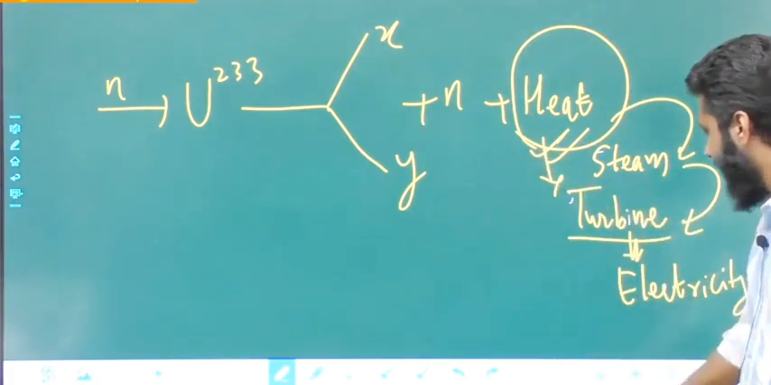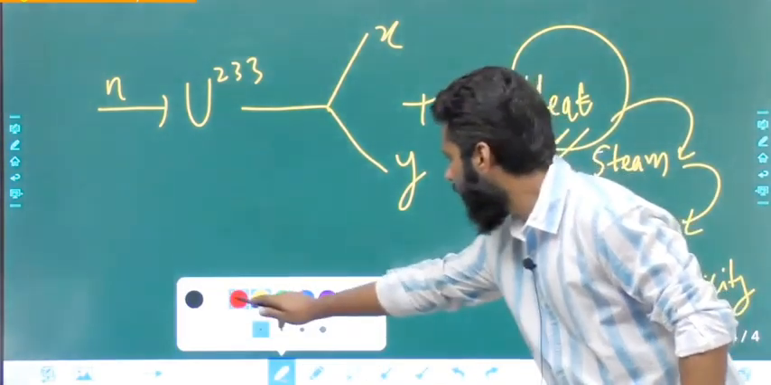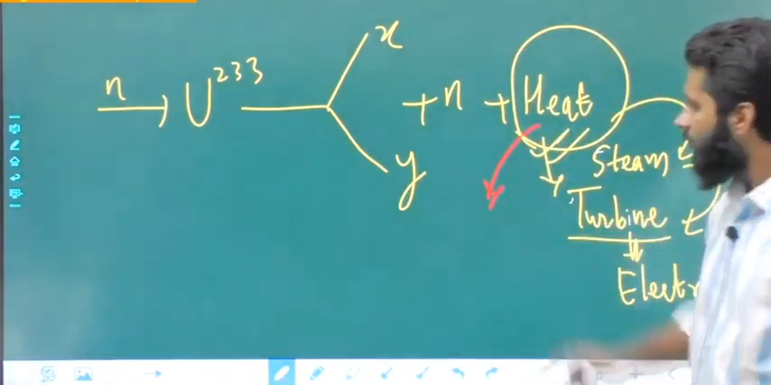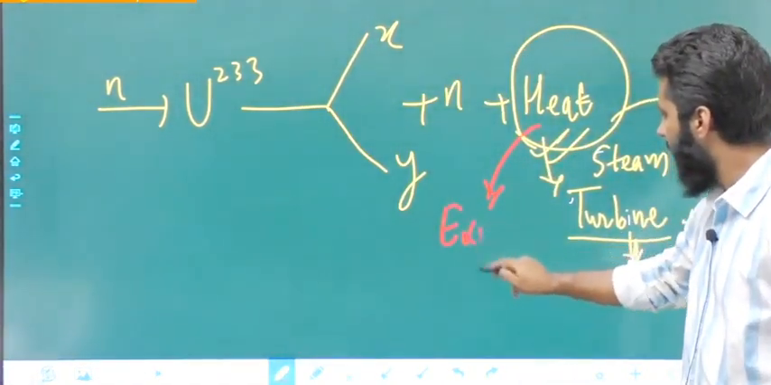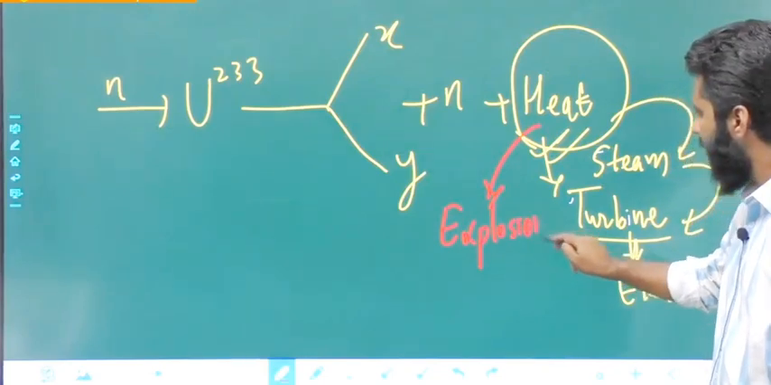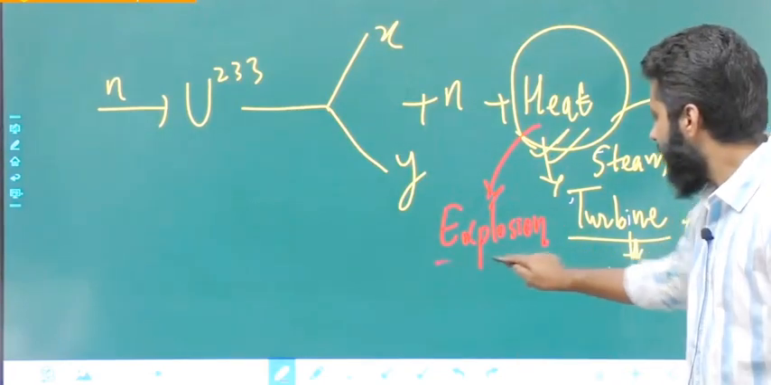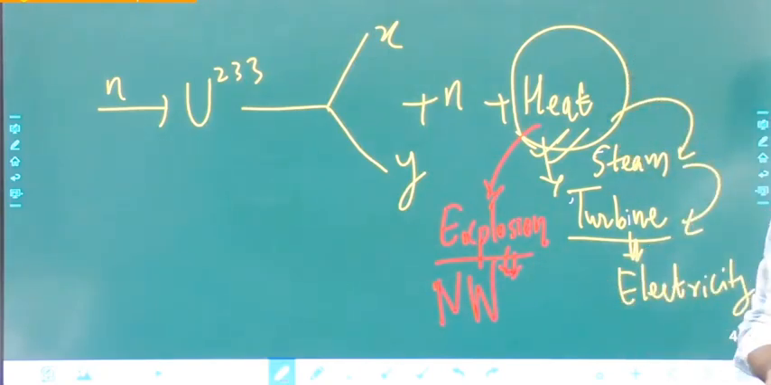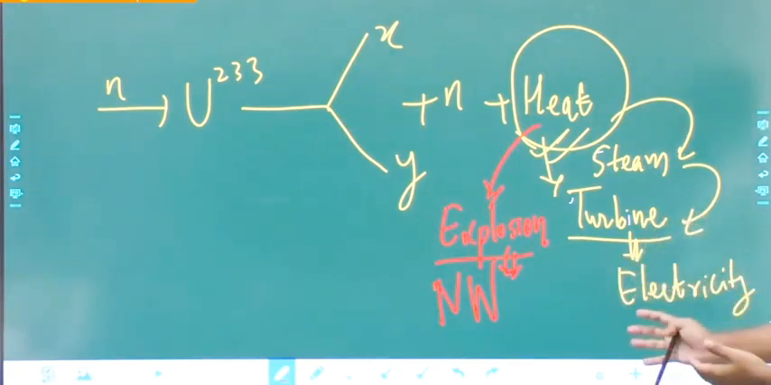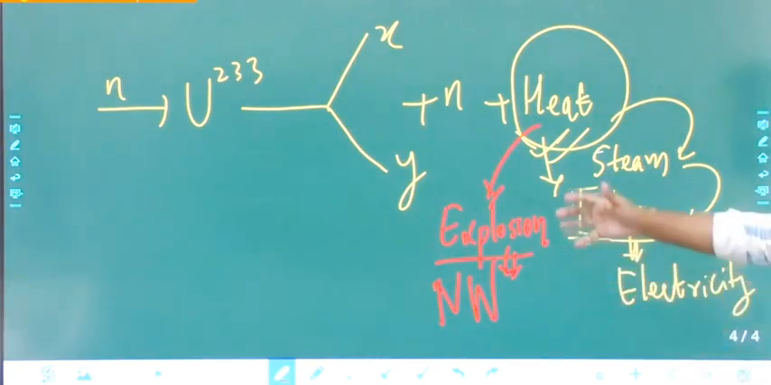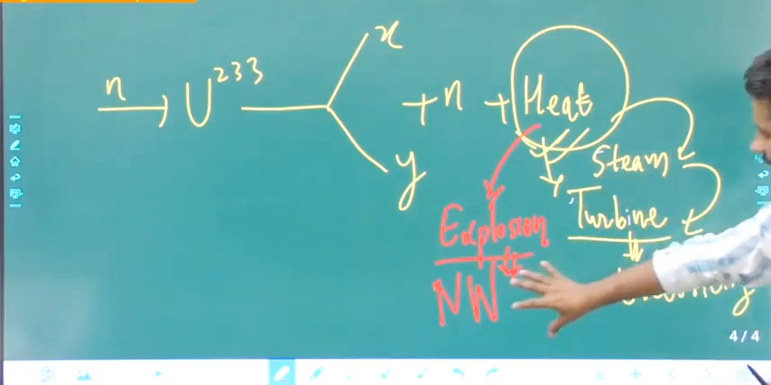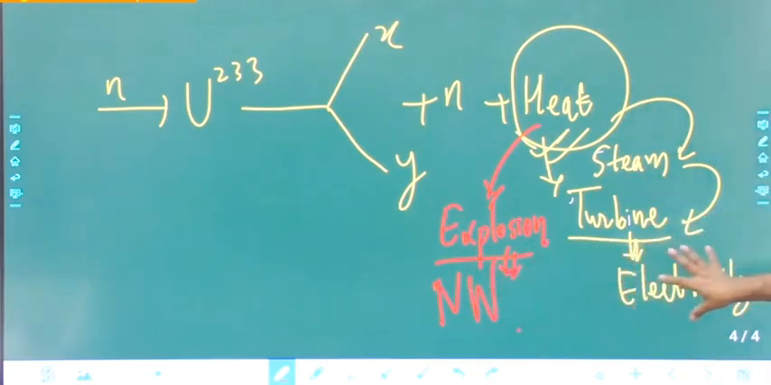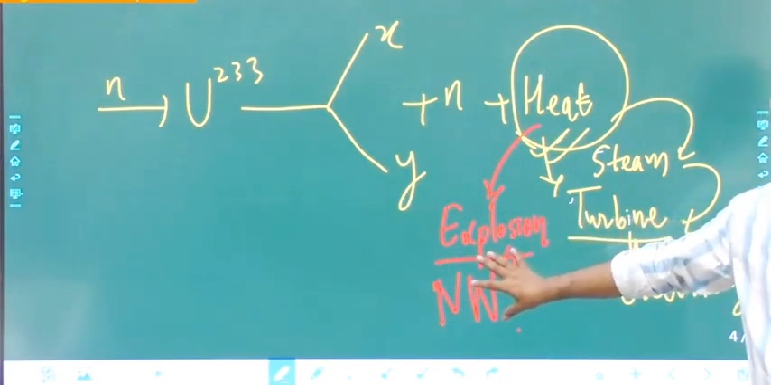If you use this heat for explosion, this is a nuclear weapon. Mass killing, like we saw in Hiroshima and Nagasaki. So there are two uses of nuclear energy or nuclear reactor, the production of heat. If it can be used for explosion, it can be used for generating electricity also, right? So this is the civil use and this is the weaponization, right?